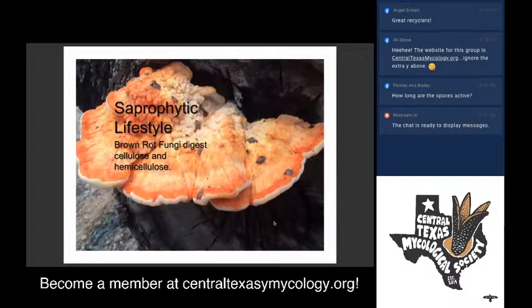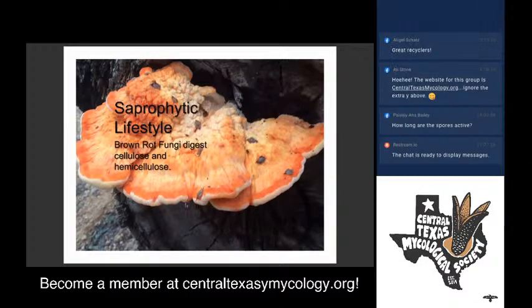And if we were doing a talk about fungi and trees, which I really want to do sometime in the future, and how to prune your trees for mushroom cultivation so you don't hurt your trees but still get plenty of logs for mushroom cultivation. But yeah, so there are the brown rot fungi. They digest cellulose and hemicellulose, which are just some other molecules that make up the structure of wood.